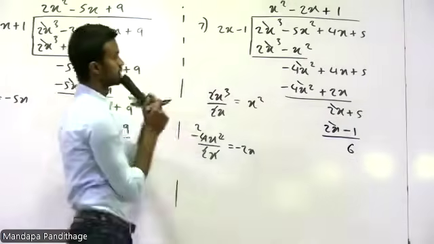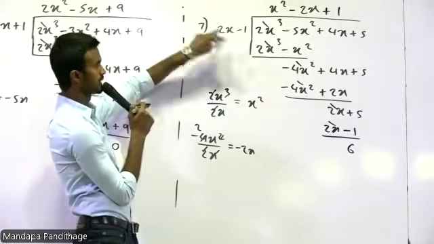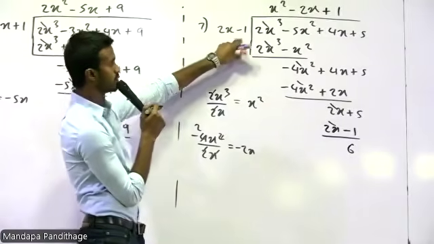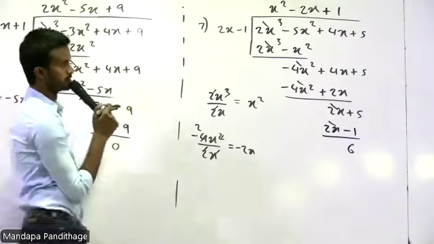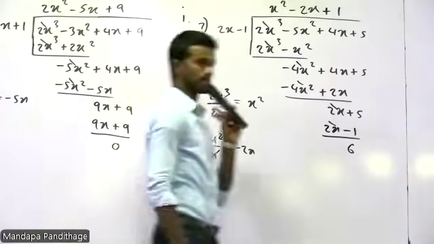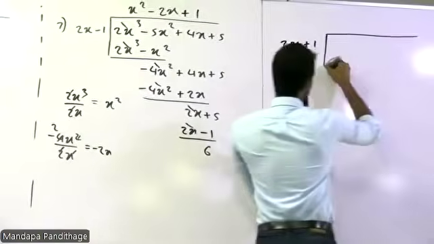Clear? So even though the coefficient is not equal to 1, it's the same method, because we haven't separately learned how to divide when the coefficient is different. Clear? Okay, now let's take another example. I'm writing another example. 2x plus 1. I need to divide this.